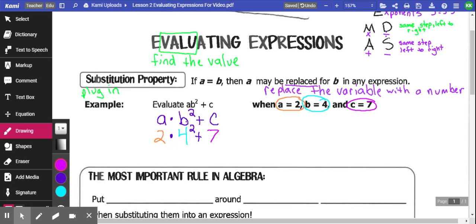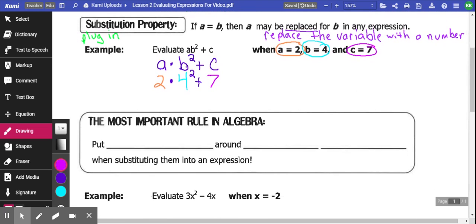So when you evaluate an expression, when you're given an expression with variables, and you're told what those variables equal as their number, you plug in the numbers, and then you use order of operations to solve it.